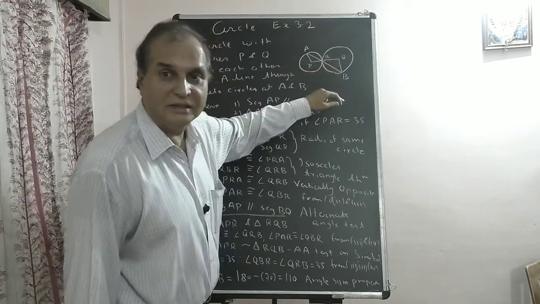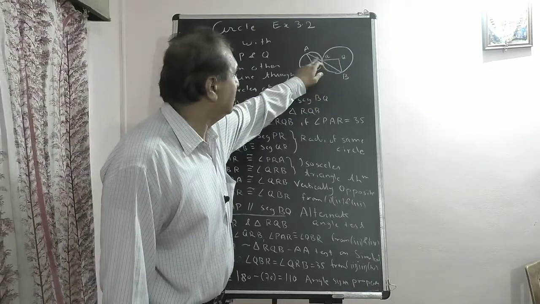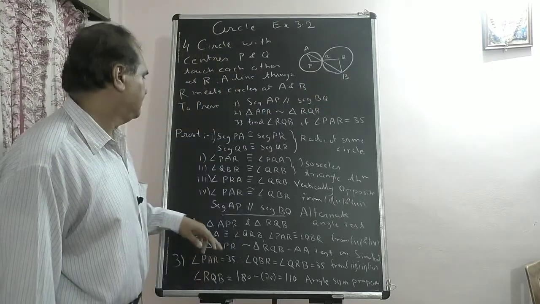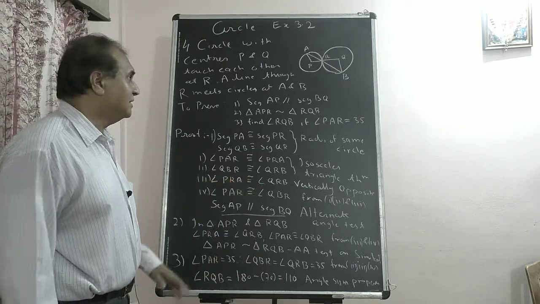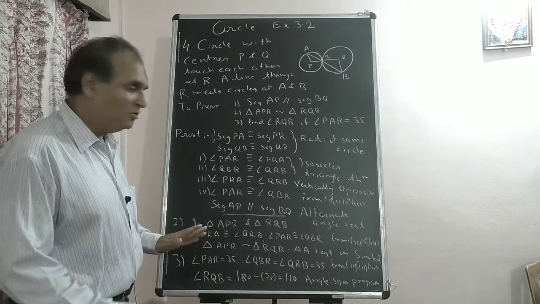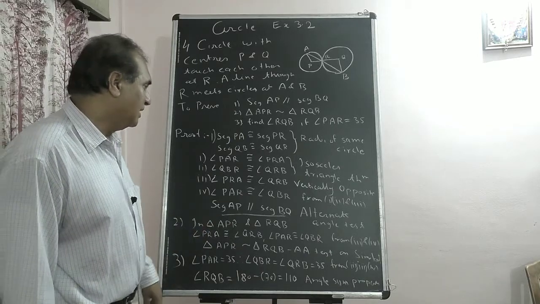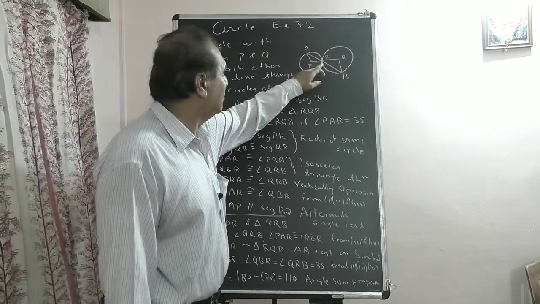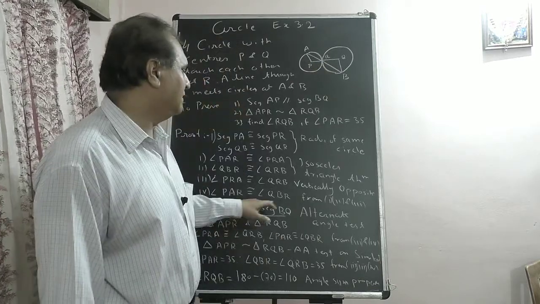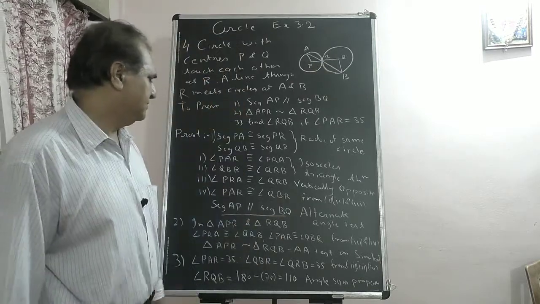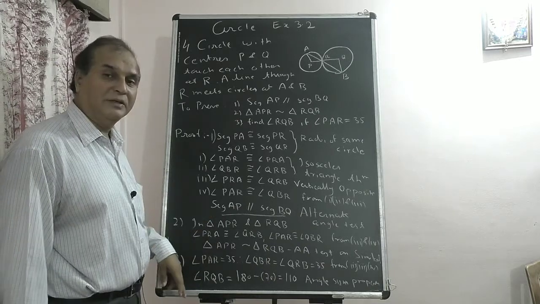Base angles of an isosceles triangle are equal, and this angle is congruent to this angle, vertically opposite. Angle PRA is congruent to angle QRB, vertically opposite angles. This means all four angles are congruent. Okay, and if angle PAR is congruent to angle QBR, it means PA is parallel to QB. This is the alternate angle test. So the first proof is complete here.